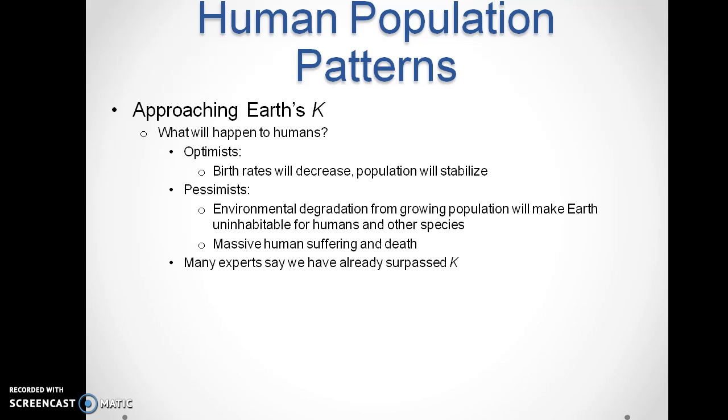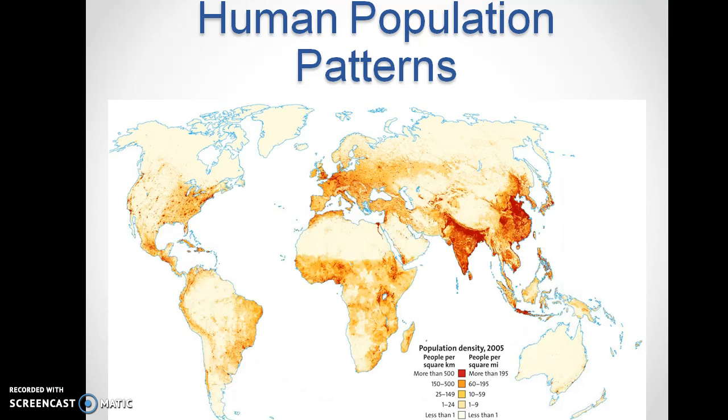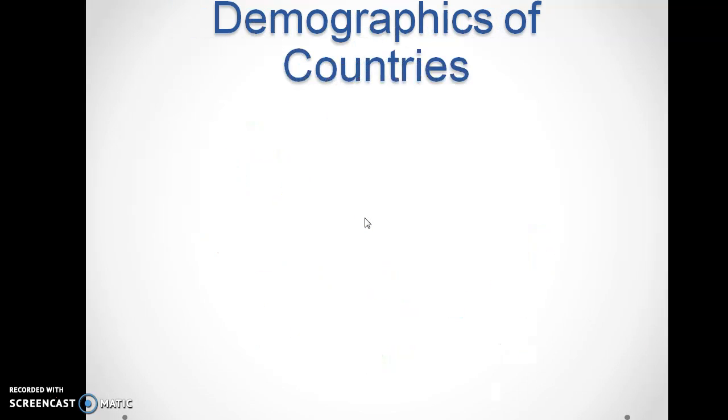Some people think we've already surpassed our carrying capacity. Some people think that we are well on our way to the second option and not the first option. But hopefully there are things that we can do to slow those rates. So this is just showing you briefly where people are situated. Densely populated areas, places like India and China, the United States, Indonesia, Japan, certain parts of Europe. Those are places where most people live.